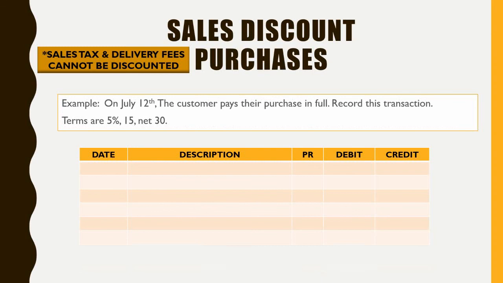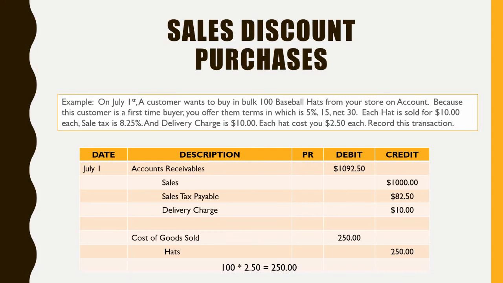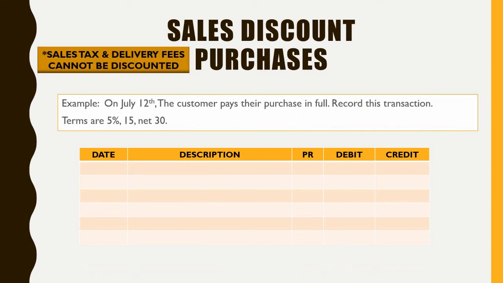Okay. So then let's take a look here. What happens if, let's say, fast forward, it is now July 12th, and the customer decides to pay for what they purchased in full? The discount period is 15 days. If they purchased it on July 1st, fast forward 12 days later, they met the discount period. So in this case, we need to calculate our discount of 5% off of the original selling price.